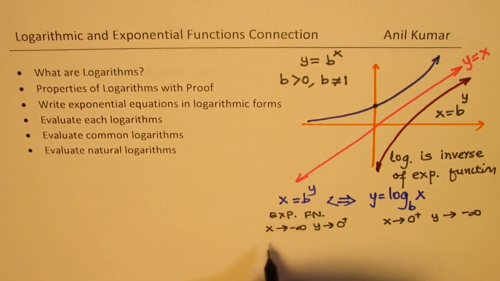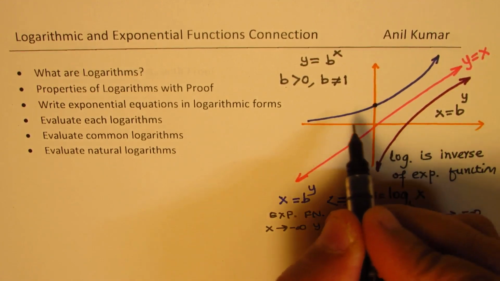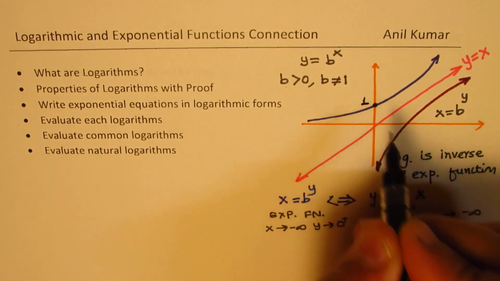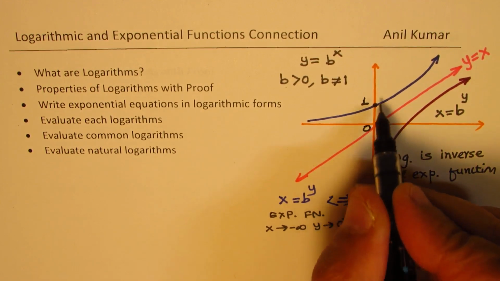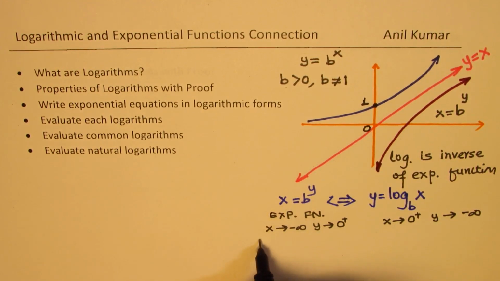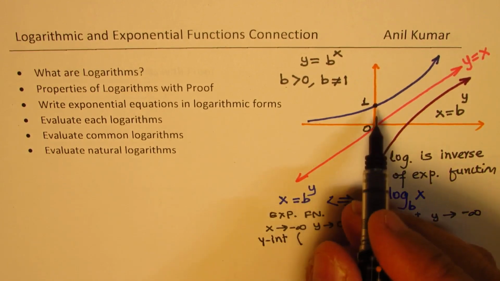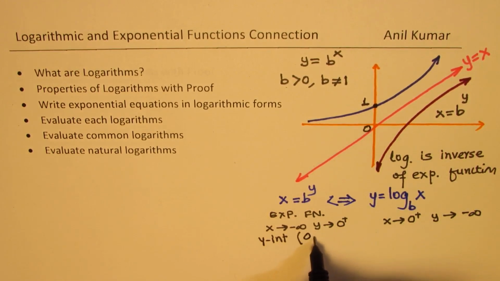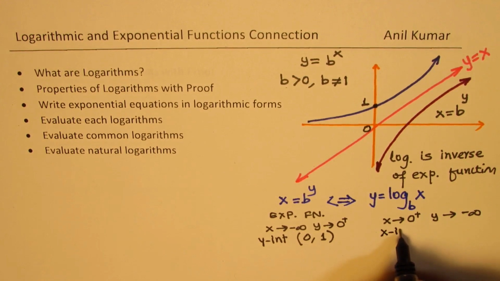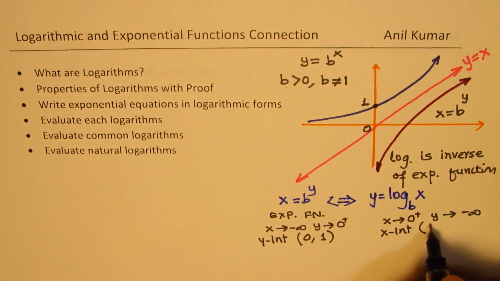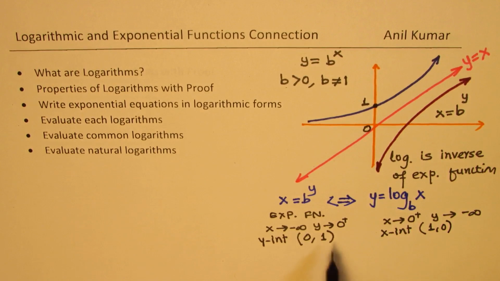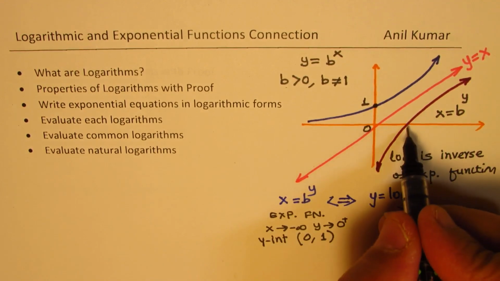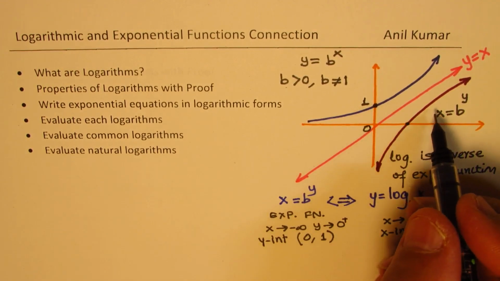Now, for an exponential function, we have this particular point, which is always at 0, 1, right? So the y-intercept on the exponential function will be at 1, right? The y-intercept here on the logarithmic function flips, and so we have an x-intercept which is at 1, 0. It makes sense. So that tells you that this is indeed an inverse of this function.